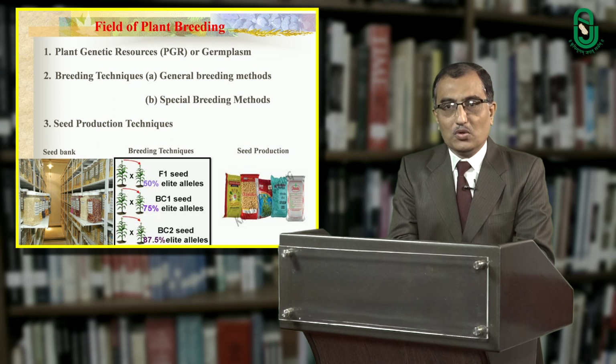And once you achieve a variety, then you need to have seed production of these varieties. Seed production has different classes that start from nucleus seeds, breeder seeds, certified seeds, and that will reach the farmers to develop and cultivate that variety on a large scale.